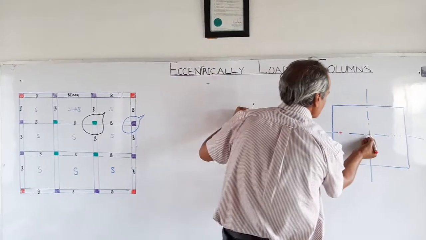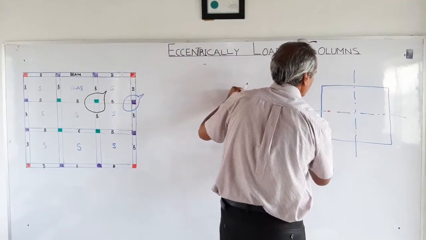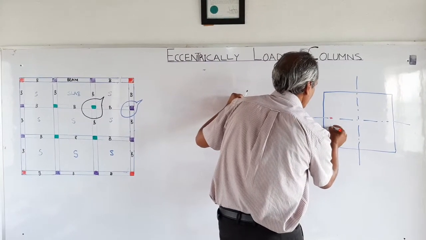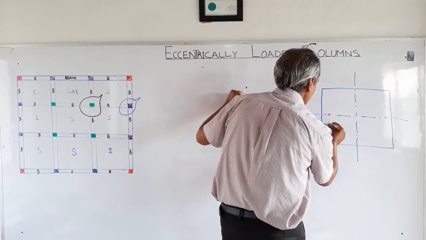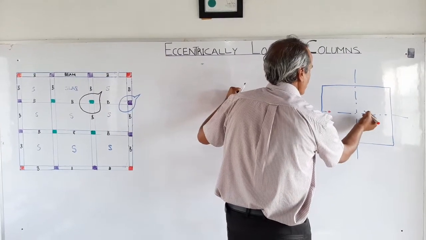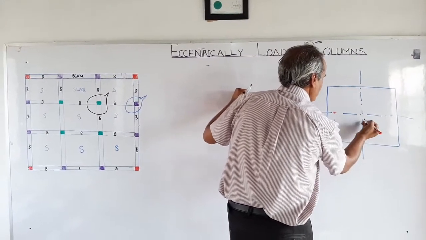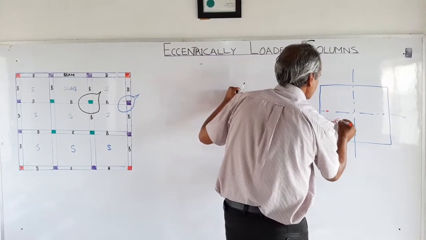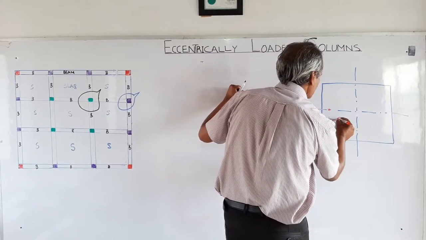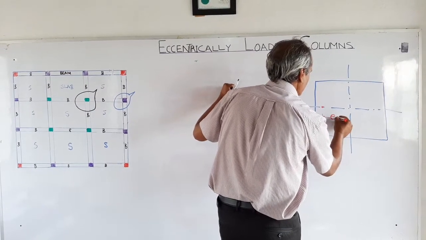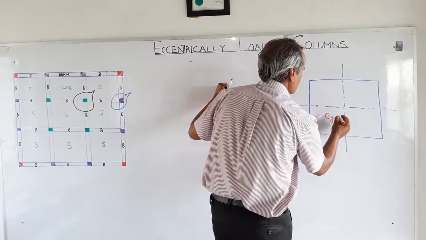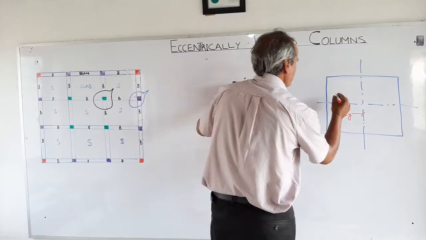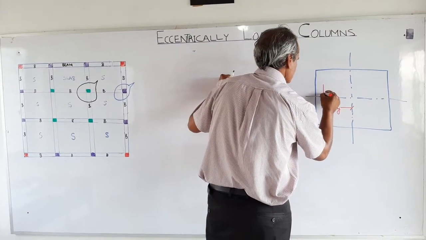Say this is the eccentricity over here. Since this eccentricity is along the x-axis but away from the y-axis, we use the symbol of eccentricity as E and mark it with subscript y over here. Now load P is acting at this place.